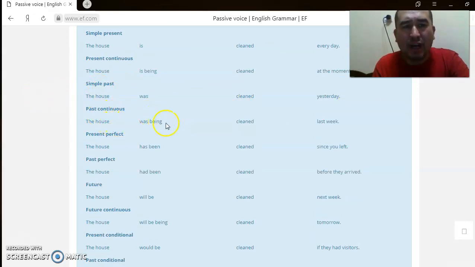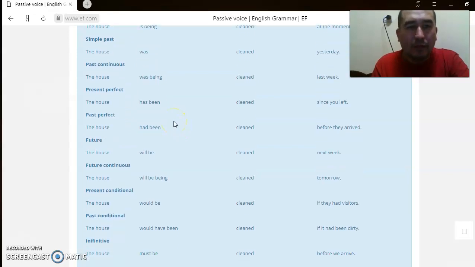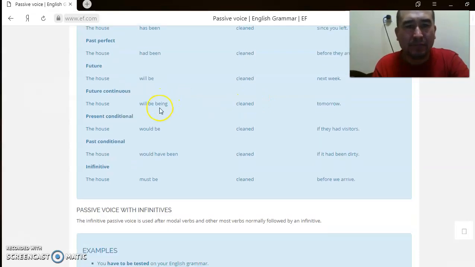Past continuous: The house was being cleaned last week. Uy o'tgan hafta tozalanayotgan edi. Was being. There are two auxiliary verbs, was and being. Present perfect: The house has been cleaned since you left. Also two auxiliary verbs, has and been, plus cleaned participle.